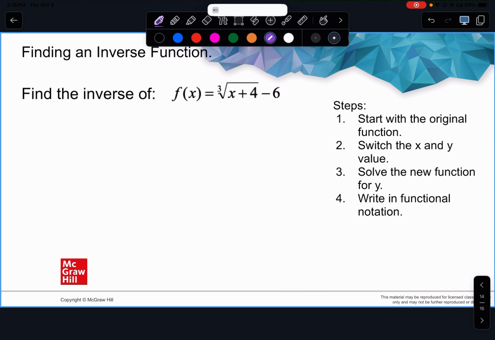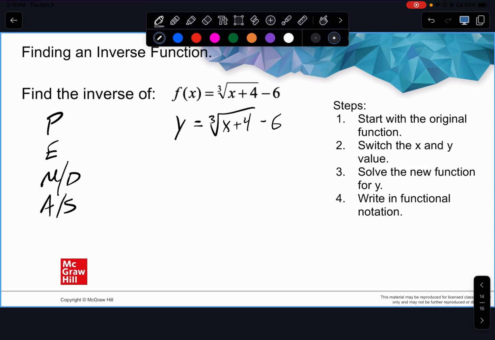Now we're going to, we'll do this one together. All right. So write it down with me. Y equals the cube root of x plus 4 minus 6. So the first thing we have to do, remember we're going opposite with PEMDAS.